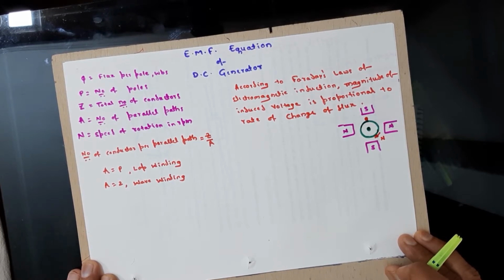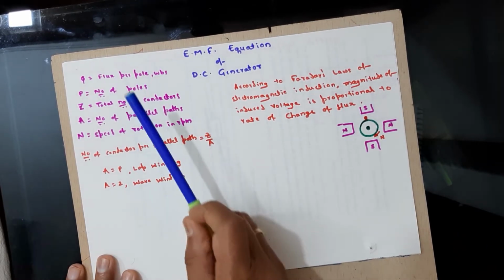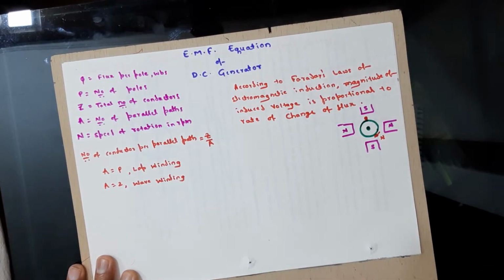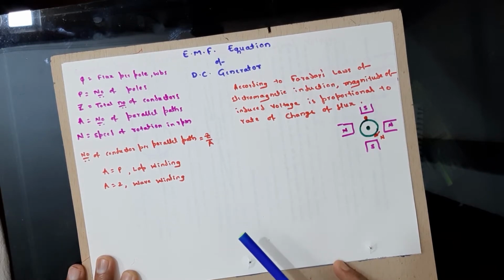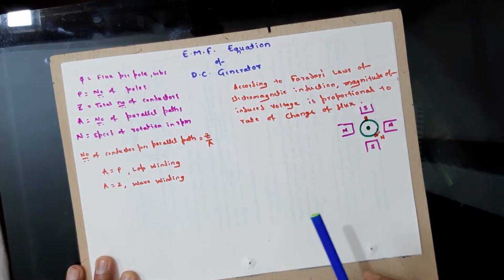The terminology associated with the EMF equation of the DC generator are listed here. The first one is phi, that is the flux per pole. In each pole, flux phi webers is produced. P is the number of poles in the DC machine. Z is the total number of conductors in the machine. A is the number of parallel paths.